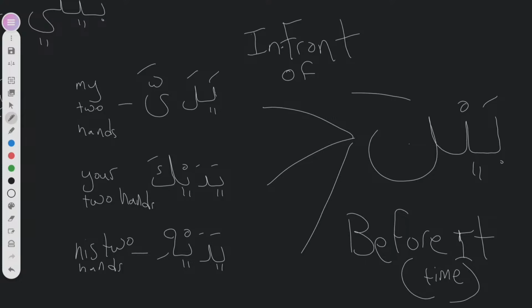Just know that this word baina yaday can mean in front of with regards to anything, or it can mean before with regards to time. It can't mean before physically, because physically, you can't be standing behind the person's back and then say he's between your two hands. But with regards to time, if something happened yesterday, you can say it happened baina yaday. Clear? Just know that there's the expression in Arabic. It's easy to just know that this is it.